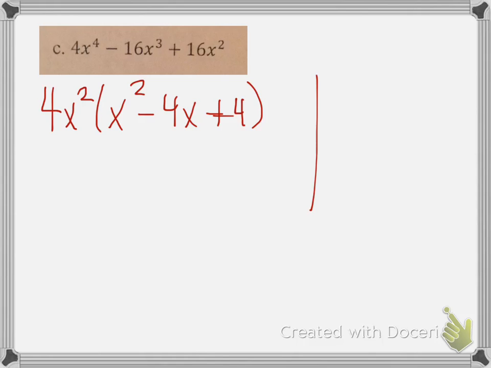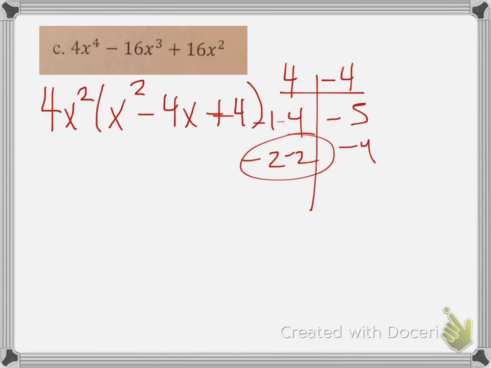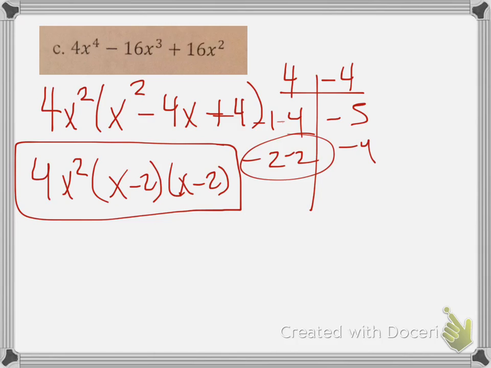Well, numbers that multiply to 4 and add up to a negative 4: 1 and 4, 2 and 2. Because it's a negative in the middle, they would both have to be negative. And who adds up to a negative 4? The 2 and 2. So my answer would be this. So we factored it, but that 4x squared still comes down.